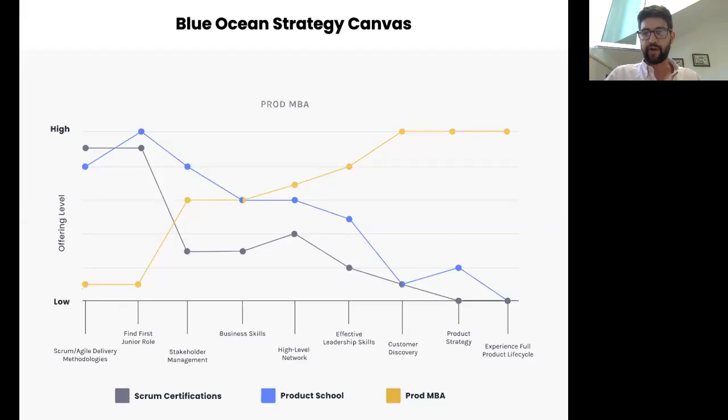A note on this framework. Your competition is not always who you think they are, but who your customers think they are. So here we're less interested in listing well-known competitors. It's more important to identify how customers deal with their problems today. So what are the existing alternatives?